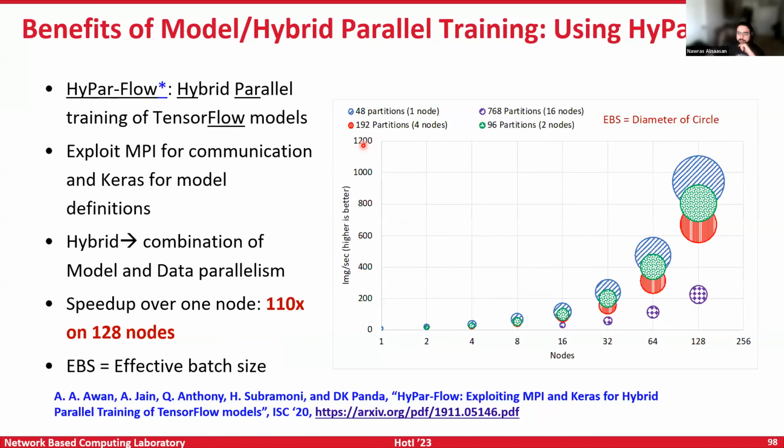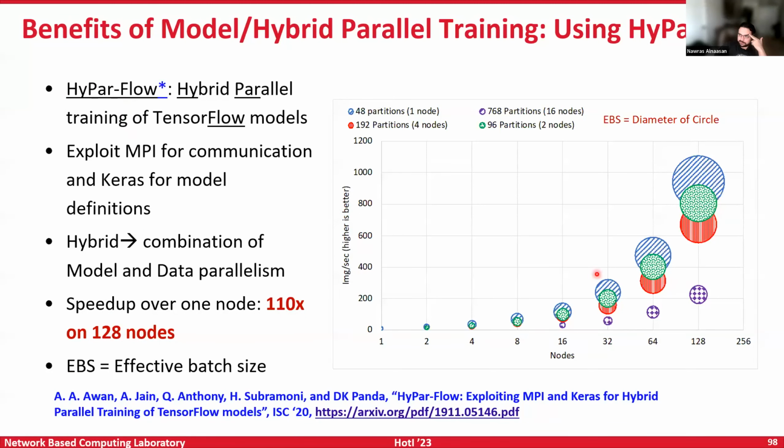And by doing that, we see very good scaling. So the speed up is like 110x on 128 nodes compared to the one node. So very close to linear scaling. And so, okay, this design is called Hyperflow.